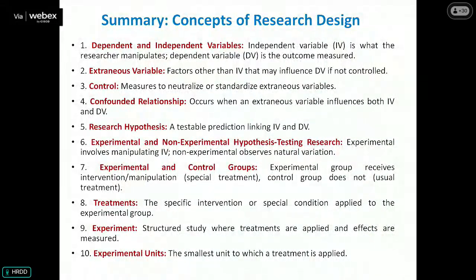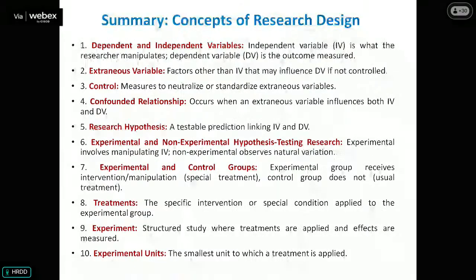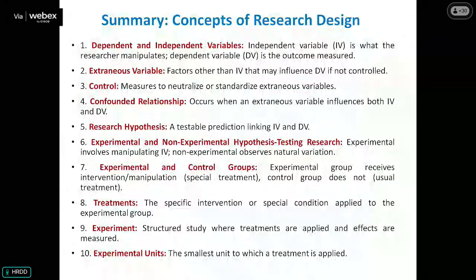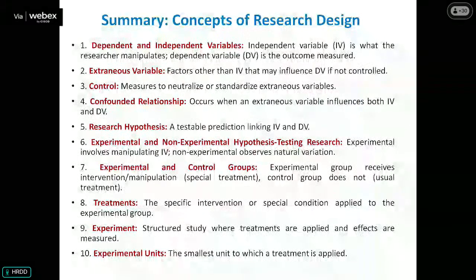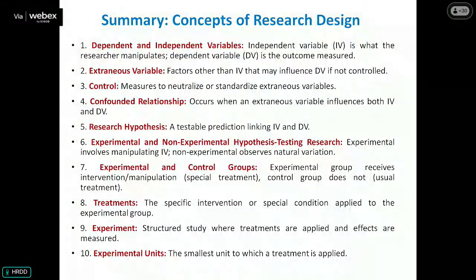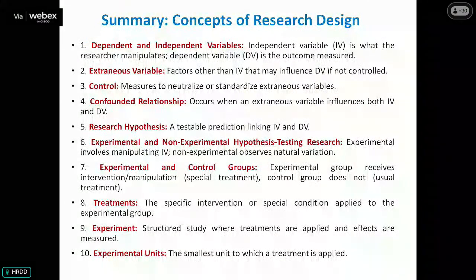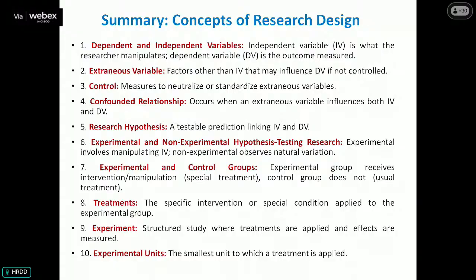So in your research, you have defined the problem, you have done a literature survey, you have defined the hypothesis, and you are designing your research. At that stage, you have to link two variables, the independent variable and the dependent variable, and establish a relationship between the two. How will we do that? By doing experimental or non-experimental hypothesis testing research. So we test the hypothesis by doing an experiment or by observing without an experiment.